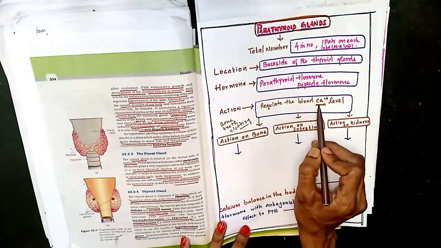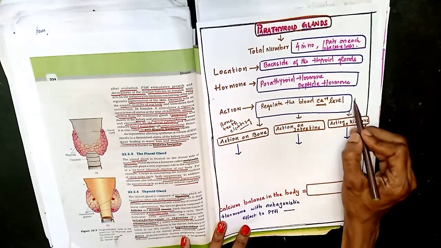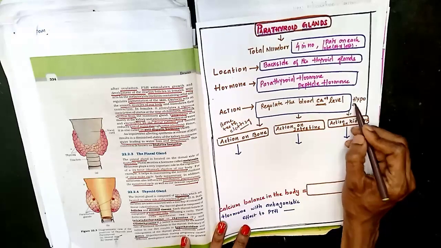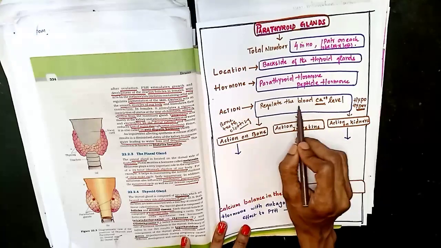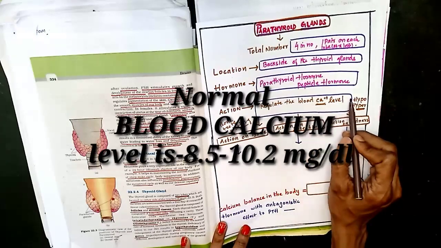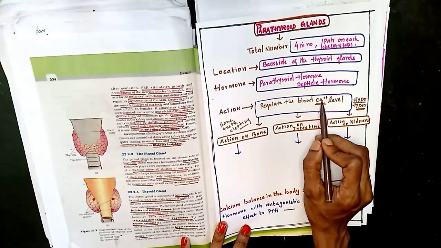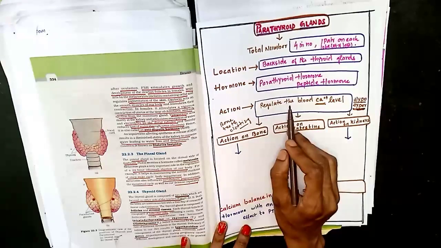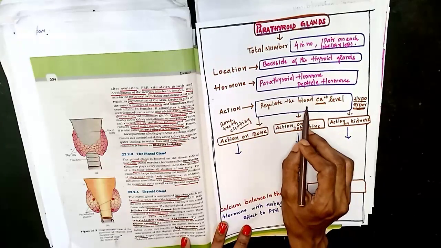Okay, but the blood calcium level has to be in the normal range. If the calcium level is very low, you call it hypocalcemia. If the calcium level is very high, you call it hypercalcemia. Okay, so there is a normal range for blood calcium level. If the blood calcium level is very low, you call it hypo. If the blood calcium level is very high than the normal, then it is called hypercalcemia. So from this we can understand that blood calcium level has to be maintained within the normal level.